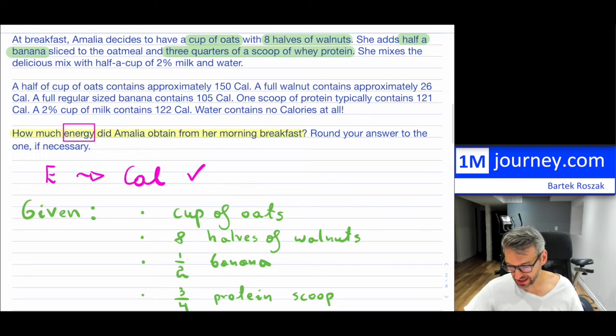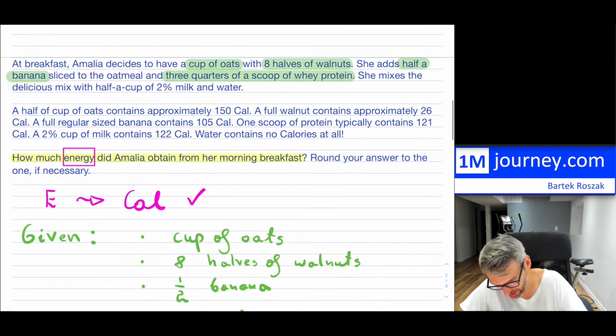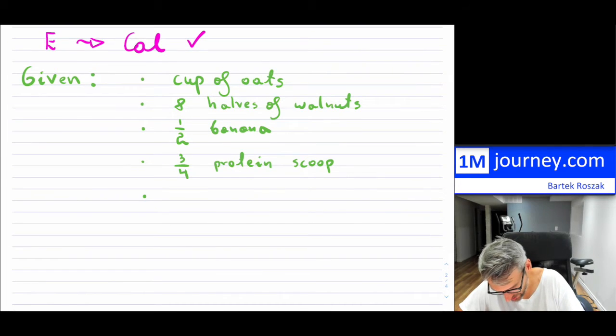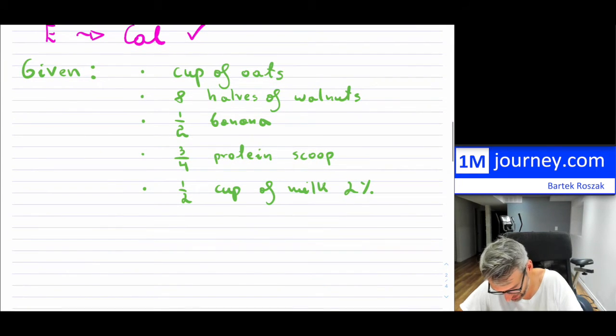Now she mixes the delicious mix with, I don't know if it's delicious. I mean, I would really like this breakfast. I'm not sure if you would. With half a cup of 2% milk. So half a cup of 2% milk. So that is right here. And then water. Okay. So half cup of milk. Now it's 2% milk. And then, water.